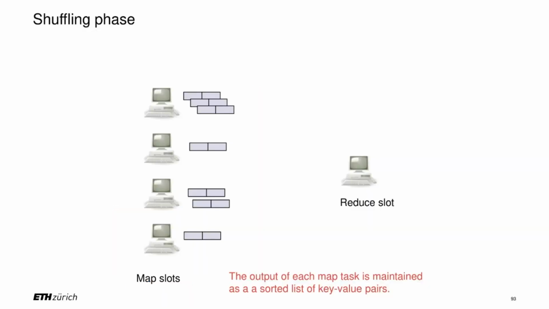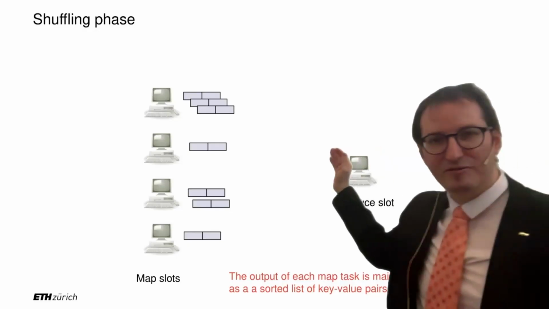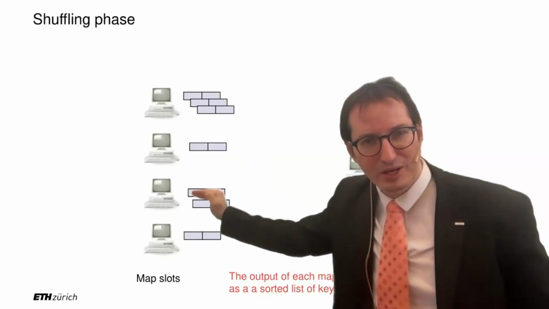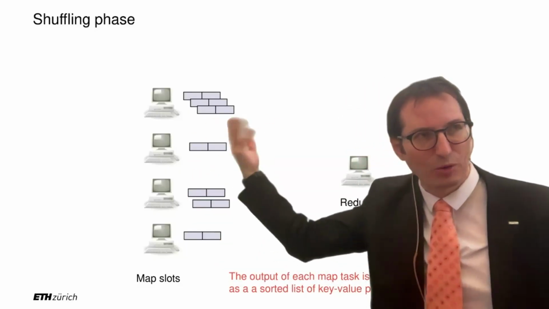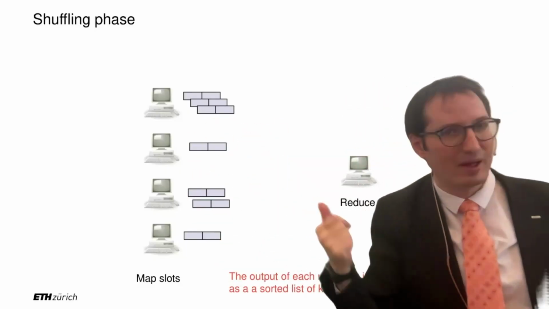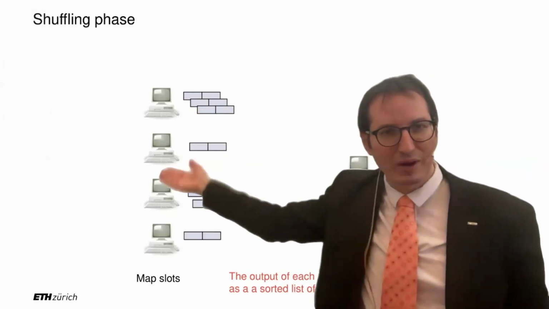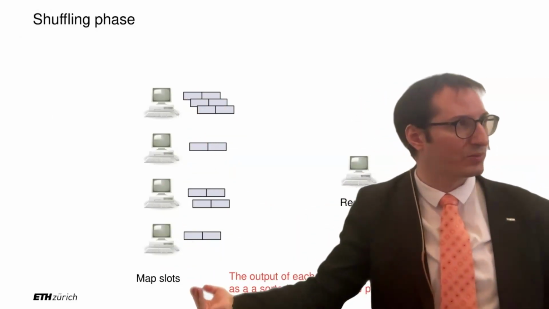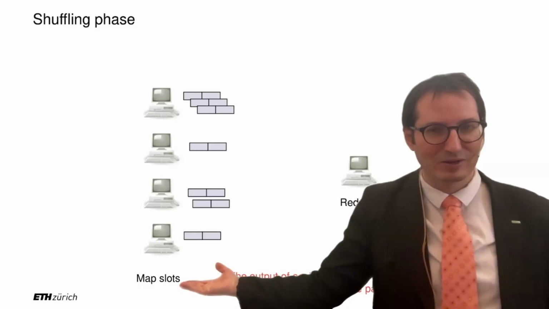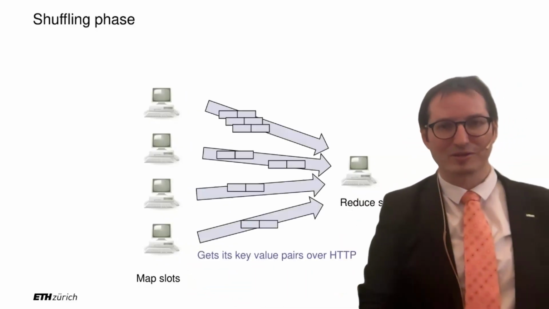It means that a machine that is supposed to reduce, technically all the machines, is going to connect via HTTP to every other machine and say, please give me all the key value pairs that I'm responsible for. Imagine that that machine is responsible for Pikachu, it is going to connect to every machine asking for all the Pikachus. Right? This is basically what's going on. So that's the shuffling phase.